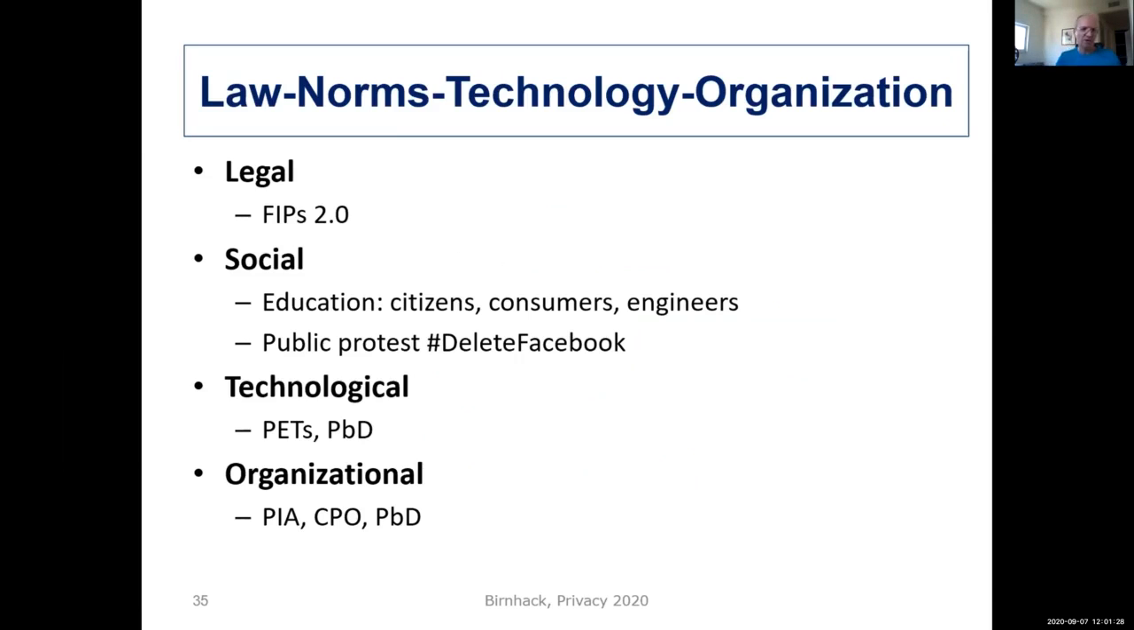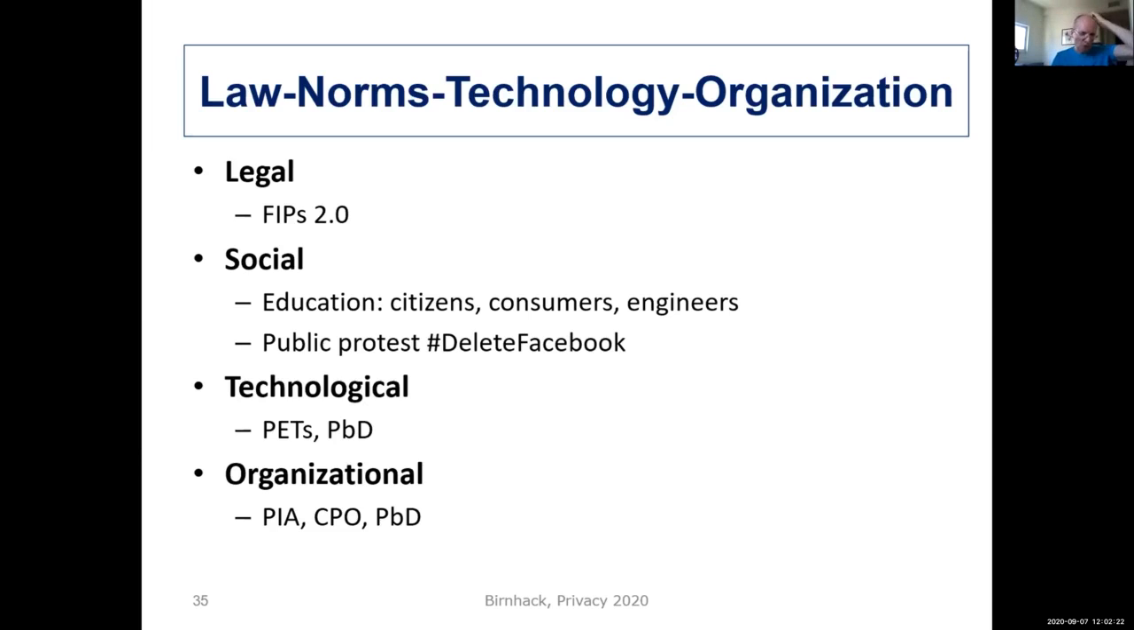So for the law, we have FIPs. For the social norms, we have education. That's extremely important. And education is not only school and high school. It's also of citizens, consumers, and engineers. I've conducted several studies in which we interviewed or surveyed engineers, and we asked them questions about privacy, and we got answers about data security, indicating a too narrow perception of privacy, whereas in fact privacy is much more than data security. Social norms can be in the form of public protest. So following Cambridge Analytica, there was the Delete Facebook movement. I do not know how successful it was. When we turn to technology, PETs, privacy enhancing technology, privacy by design.